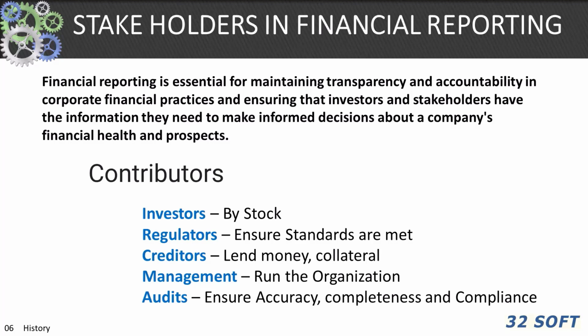These include investors. They want to buy and sell the company stock. Regulators, such as the SEC and the Financial Accounting Standards Board, need to ensure that companies provide accurate, relevant, and reliable information to investors and stakeholders. Creditors use financial information to assess a company's creditworthiness and the ability to pay debt. Management uses financial information to make decisions, and auditors provide an independent review of the company's financial statements.